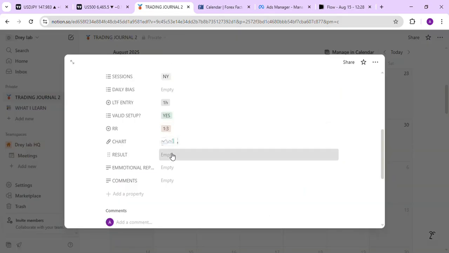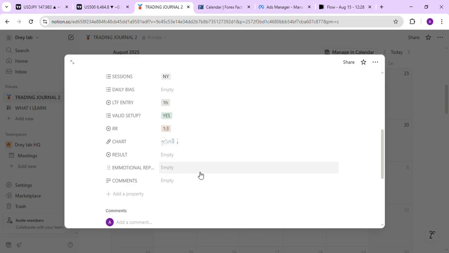So what's the outcome? If it's a win, I will say TP. If it's a loss, I will say SL. If it's break even, I will say break even. Then now, this is still another thing for me to fill. So let's say this is an emotional report. You can see it is emotional report.